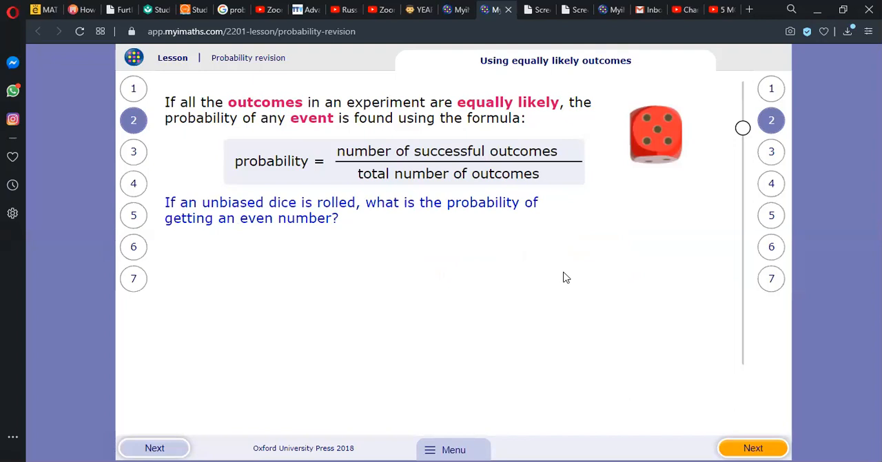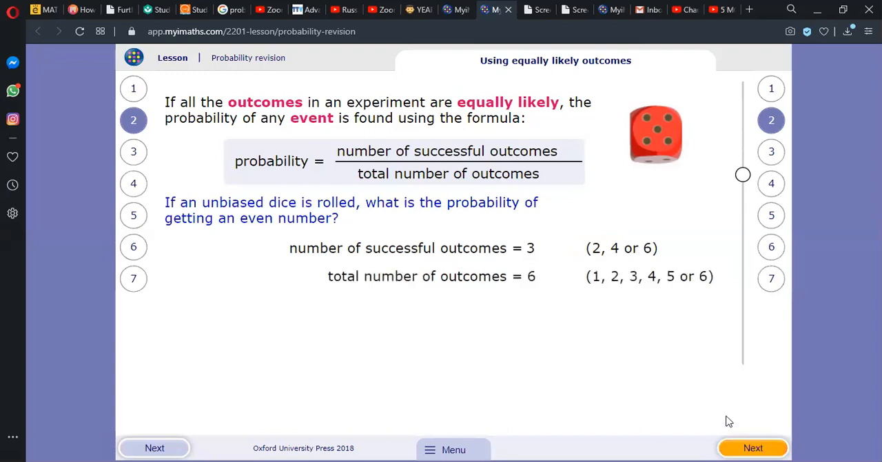Okay. If an unbiased dice is rolled, what is the probability of getting an even number? Of course, well, number of successful outcomes, meaning that how many even numbers, your required outcome is even numbers. How many of them do we have on a dice? We have just 3, which is 2, 4, or 6. Total number of possible outcomes, meaning that your dice itself, how many numbers are there on a dice? There's 6 of them, 1, 2, 3, 4, 5, 6.